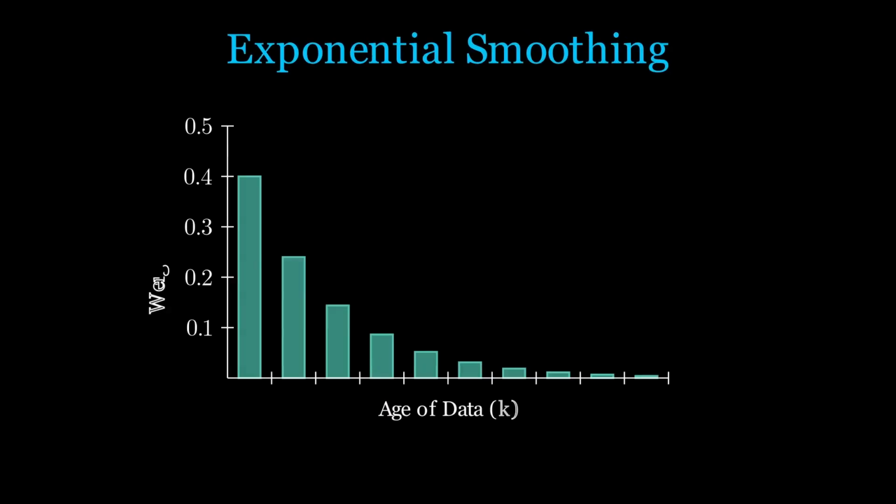Exponential smoothing builds on simple moving averages. However, instead of treating all observations in a window equally, it assumes that the most recent observations are more relevant for forecasting than older ones. The weights decrease exponentially as the data gets older, hence the name exponential smoothing.